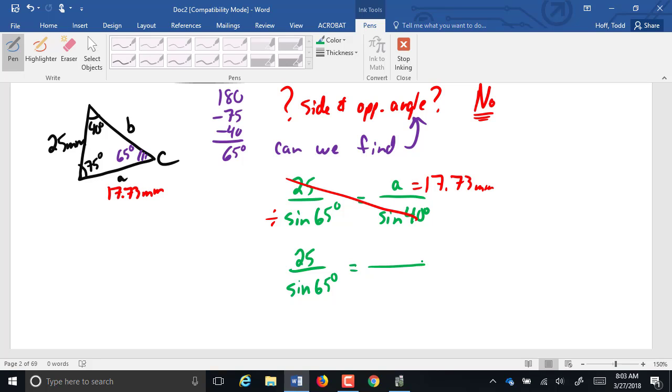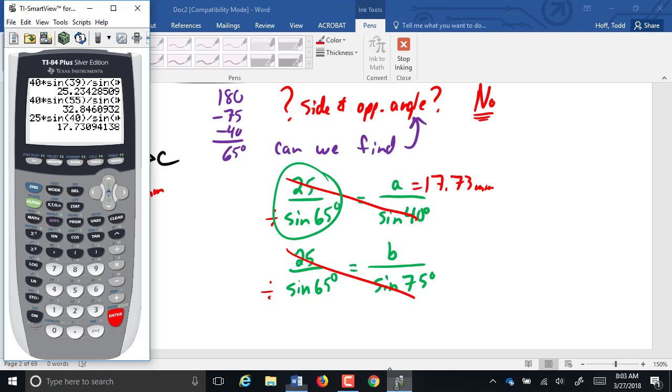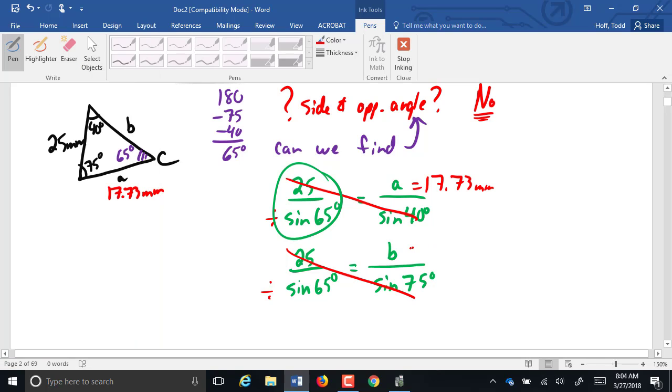Now to find the other side, we go back to that same ratio where we started, 25 over the sine of 65. We're looking for side B. It's going to go over the sine of 75 degrees, which is its opposite angle. So we cross multiply and divide. 25 times sine of 75, close the parentheses, divided by sine of 65. We get 26.64.